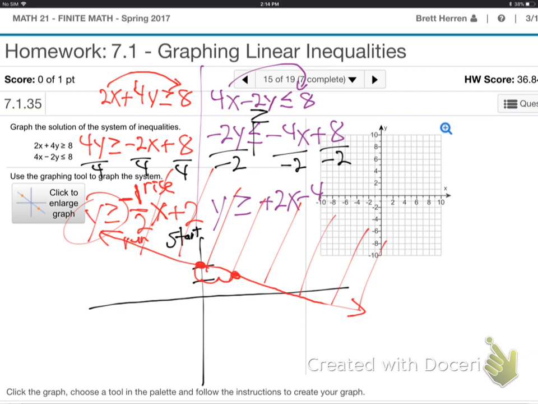Let's do the other one. We start it down four. And then go 2/1. Rise over run. So go up 2. Over 1. Like that. Connect the dots. It's getting easy.